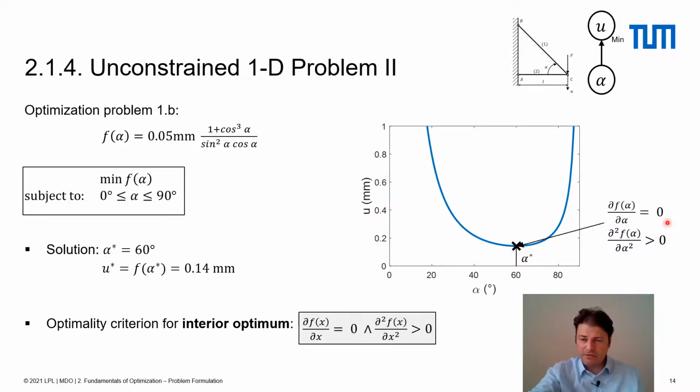The gradient vanishing is a necessary condition. The gradient being equal to 0 by itself is not sufficient. Only together with the condition on the curvature being larger than 0 will provide a sufficient condition for optimality. So this is what you know from high school math. I'm not going to elaborate further on this.